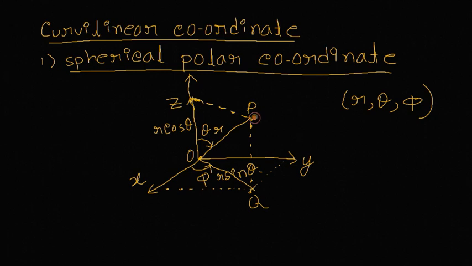Again, if we think about the direction of the unit vectors at this point P, we can see that the direction of r will be along the r axis, that is r cap. Now the direction of theta will be perpendicular to r cap, which is theta cap, and the direction of phi will be in the remaining direction, that is phi cap.